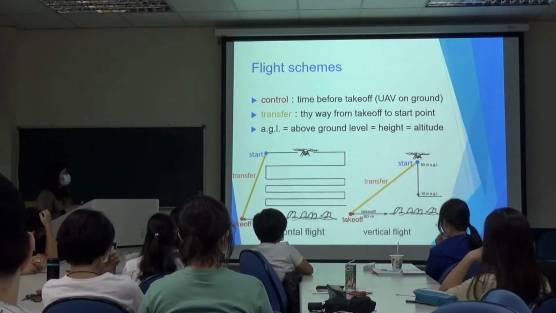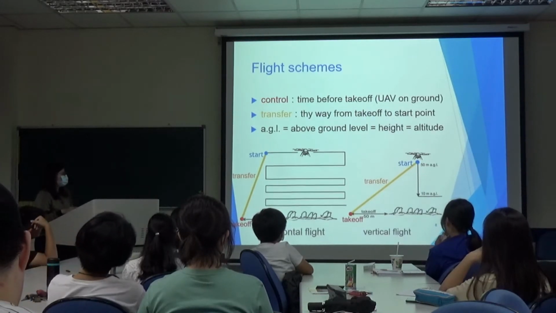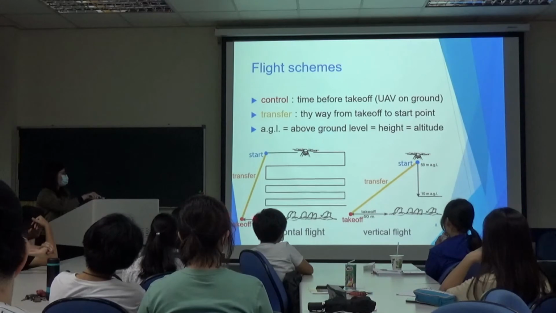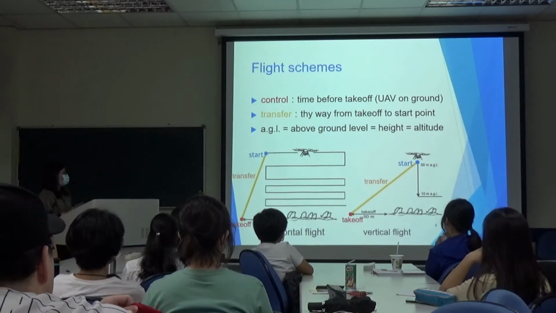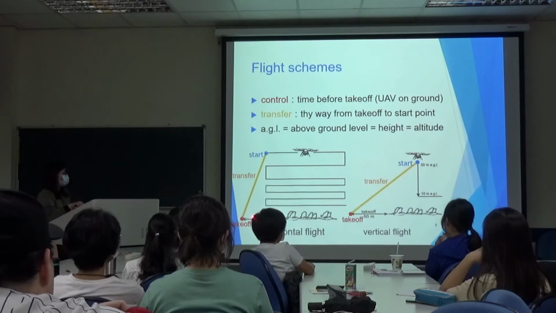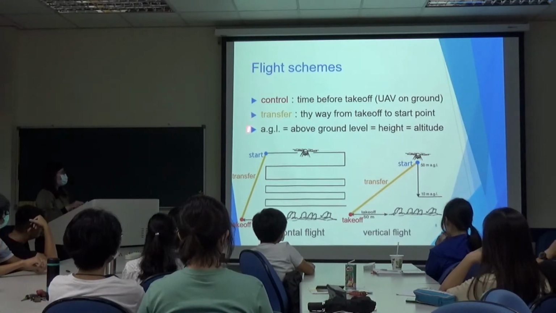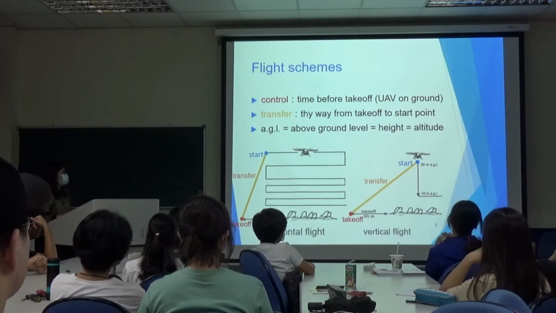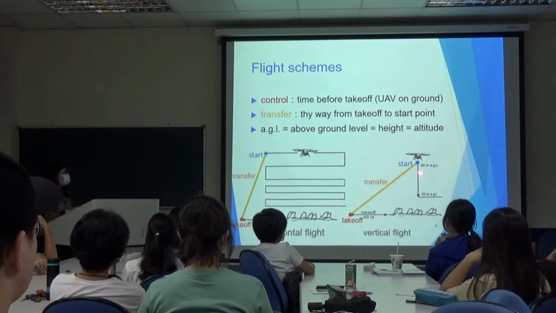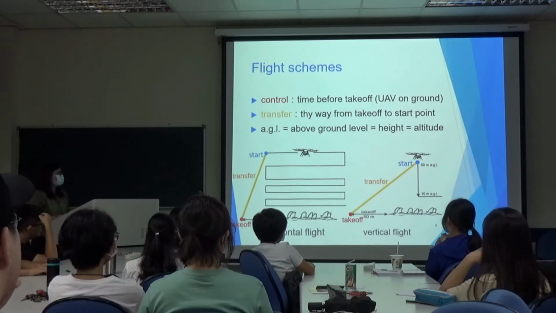In the flight schemes, takeoff means the UAV taking off, and control means the time before takeoff. It also means the time the UAV is on the ground. Transfer means from takeoff to a start point. And AGL means above ground level. It also means height or altitude.